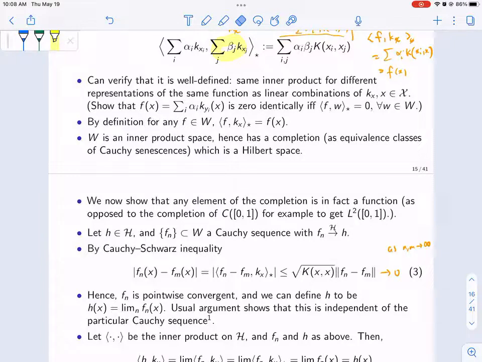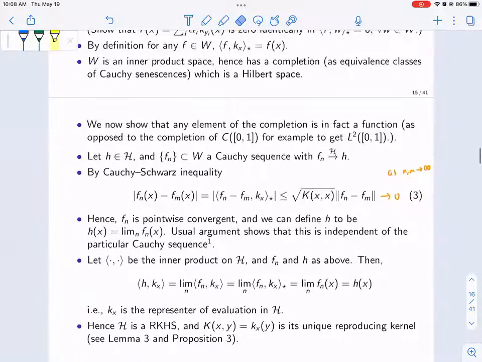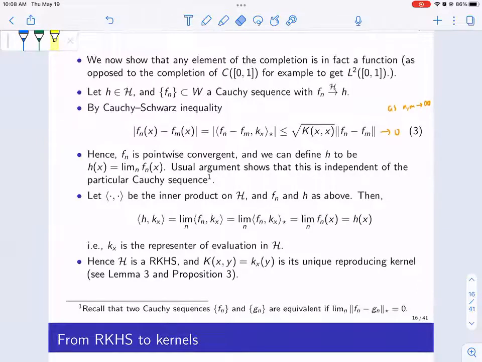So if you look at an equivalence class in that completion, all the elements in that equivalence class can be represented by a function. And then you show that the reproducing property extends to that function. There are other ways of doing this, which might be a little bit cleaner, but I think this does it. Okay, sounds good.